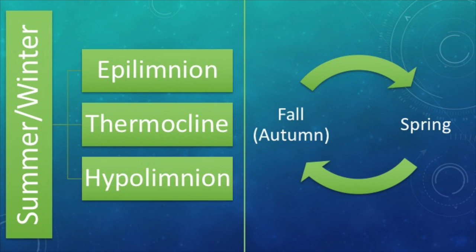During the spring, the winds pick up due to differences in temperature in the atmosphere, and we see another overturn known as the spring overturn. This again creates a lake with only one true layer with consistent oxygen, nutrient, and temperature levels throughout.